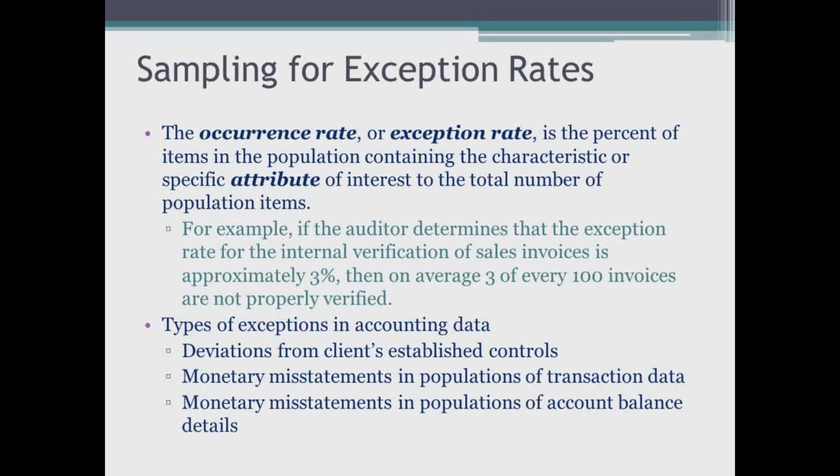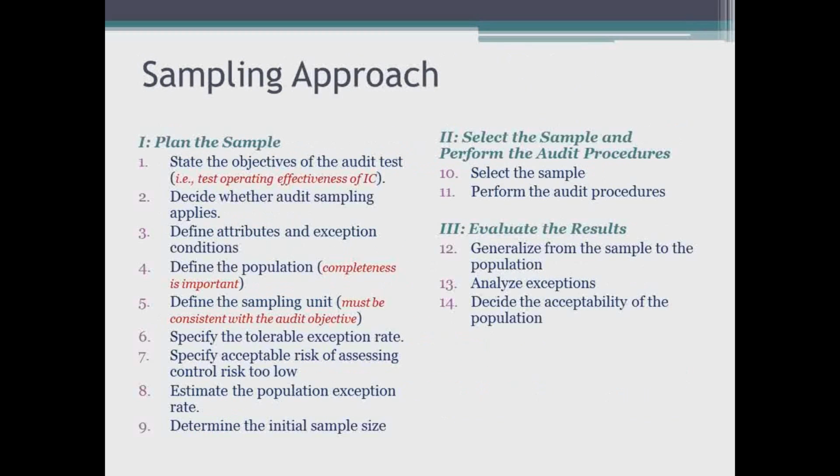The types of exceptions in accounting data would be, as I pointed out, deviations from clients' established controls, right? Monetary misstatements in the population of transaction data, or monetary misstatements in the population of account balances. So again, remember, with respect to controls and substantive tests of transactions, we're looking at the first two, right? You're trying to determine whether or not there are any exceptions to control procedures or any exceptions in monetary amounts. So we're testing for exceptions when we're doing sampling.